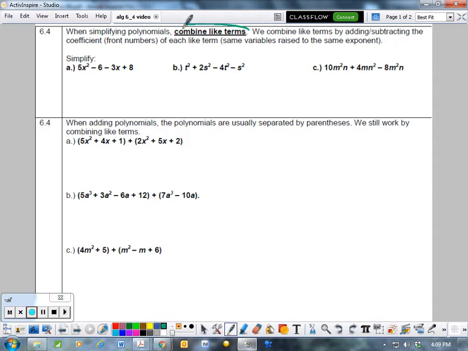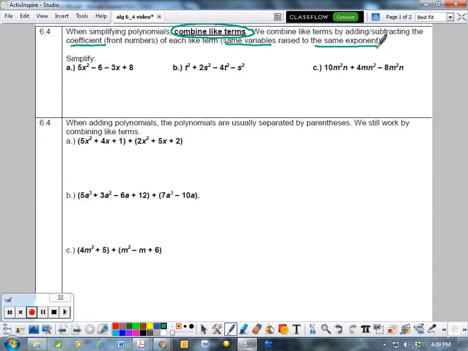Combining like terms. What we do is we add or subtract the numbers in front, and that's also known as our coefficient for each like term. And how do we know if they're like terms? Well, they have to have the same variables raised to the same exponent. So x squareds and x squareds, x cubes and x cubes. But I can't combine x squareds with x cubes because they're not like terms. Even though they both have x's, they don't have the same exponent on the x. So when we're looking at that, we're looking for like terms.